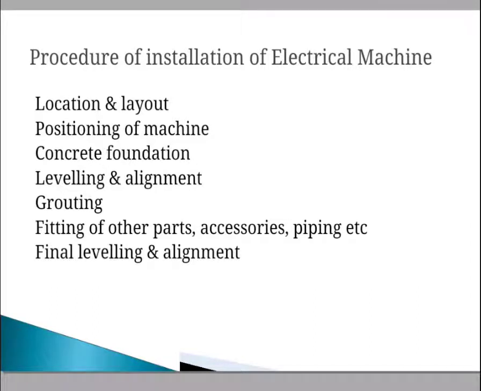Then after putting the machine on the foundation, leveling and alignment we have to do very carefully. Then we have to fix the machine to the foundation with the help of grouting, and we have to do it very carefully. After the grouting, fitting of other parts and accessories, pipes of the machine will be done very carefully, and finally leveling and alignment of the machine is done. This is the total procedure for the installation of the electrical machine.